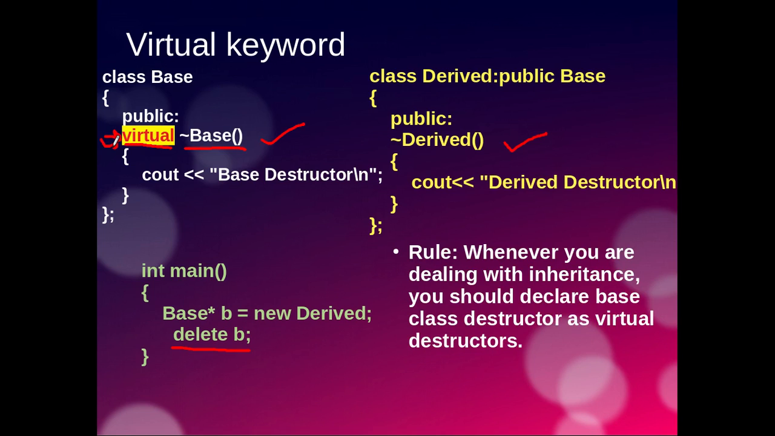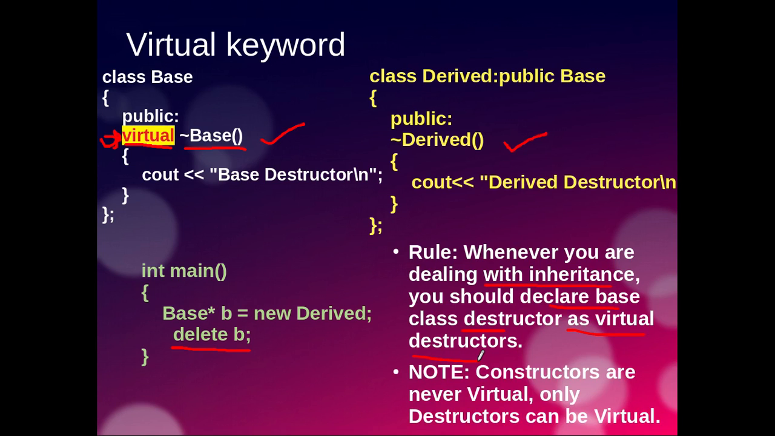The rule is, whenever you are dealing with inheritance, and this all happens only in the case of inheritance, you should declare the base class destructor as a virtual destructor. This should be the rule that you follow. Secondly, you should also note that constructors are never virtual, only a destructor can be virtual. So you have to keep these two things in mind.